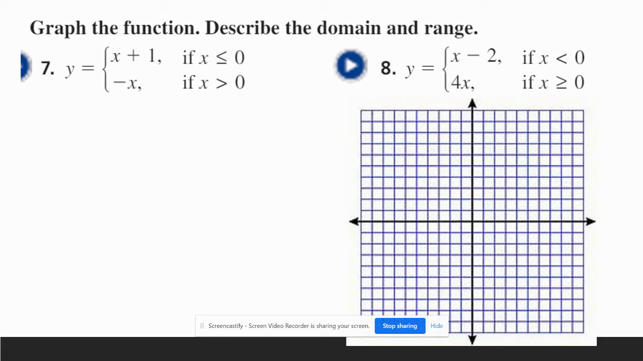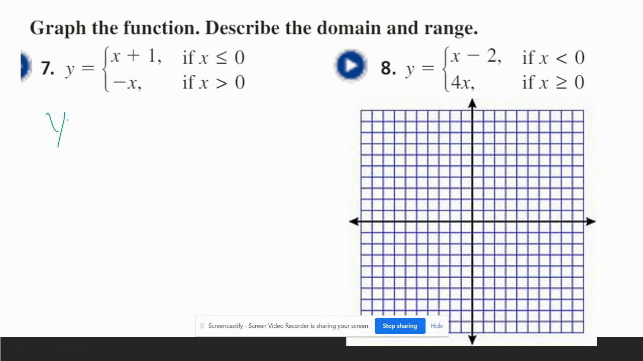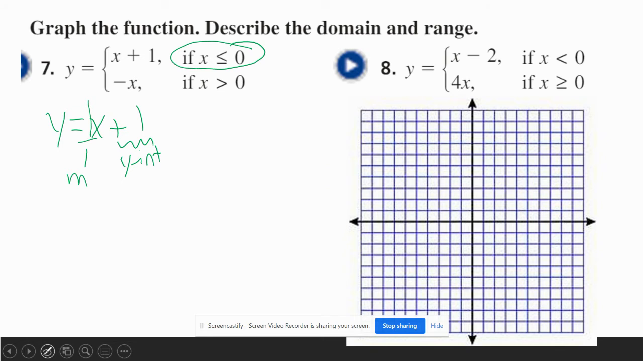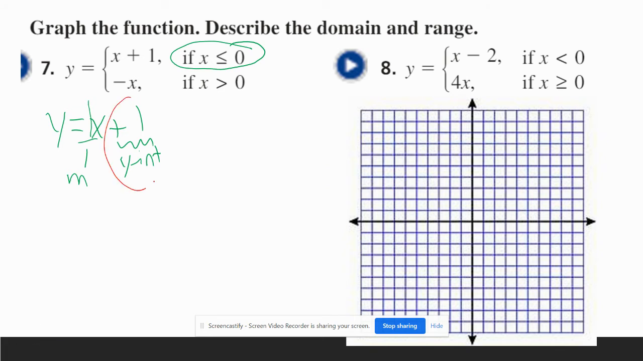Taking a look at example 7, I'll start with the top one. We have y is equal to x plus 1. This is our y-intercept. Our slope is positive 1 over 1. And we use this for x is less than or equal to 0. So at positive 1, we're filling that in. We're filling it in because of the equal to there.